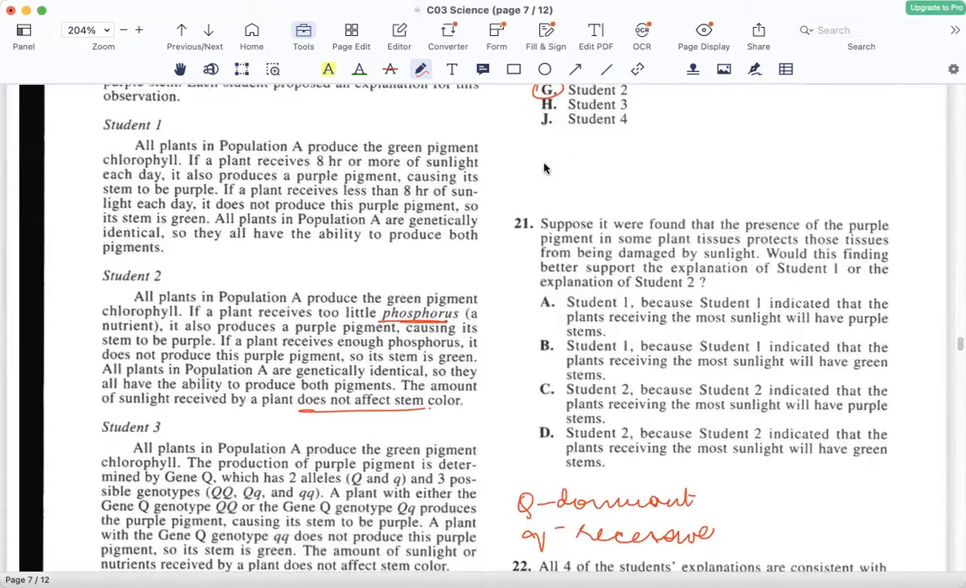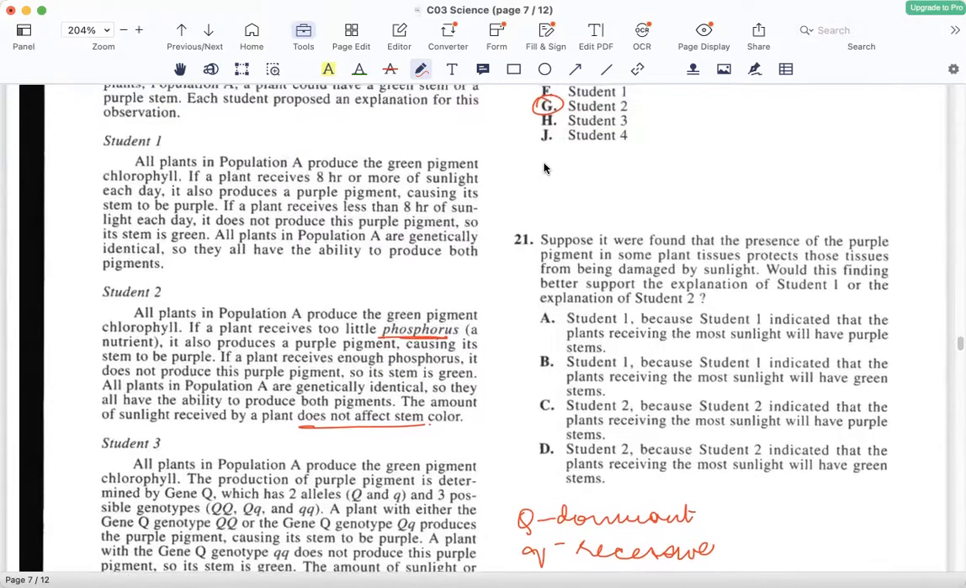Suppose it were found that the presence of the purple pigment in some plant tissues protects those tissues from being damaged by sunlight. Would this finding better support the explanation of student 1 or student 2? It would be student 2, right? Because student 2 indicated that the plants, sunlight, so it would be, if a plant receives less than, it does not produce this purple segment.